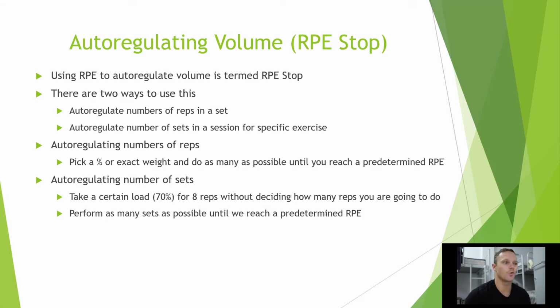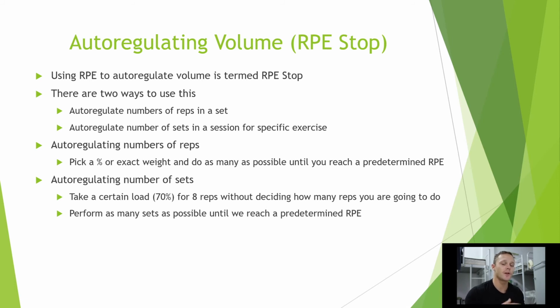So, how do we auto-regulate volume? It's total number of reps. This is what we call an RPE stop. There are 2 ways that we can use this: auto-regulate the number of reps in a set, and auto-regulate the number of sets in a session for a specific exercise. So, auto-regulating a certain number of reps: pick a percentage or exact weight and do as many as possible until you reach a predetermined RPE. When you want to auto-regulate the number of sets, take a certain load, for example 70% for 8 reps, without deciding how many reps you're going to do in total. Perform as many sets as possible until we reach a predetermined RPE.